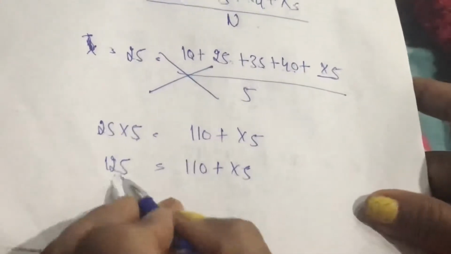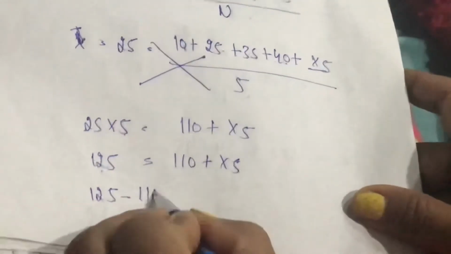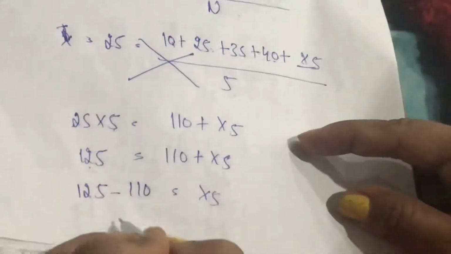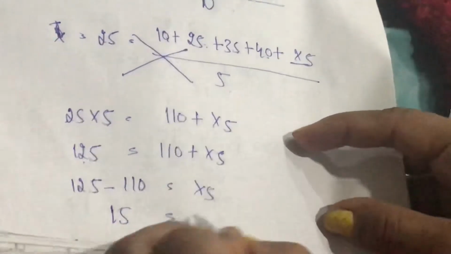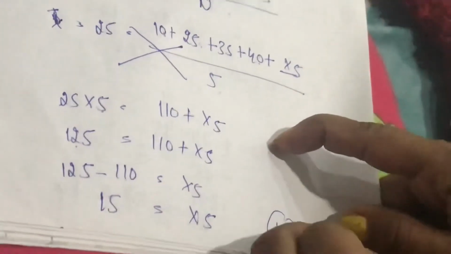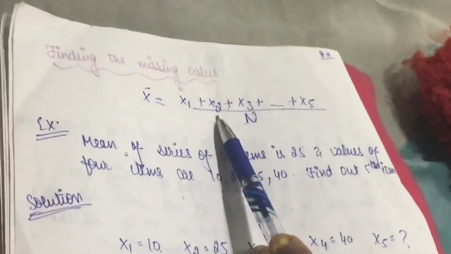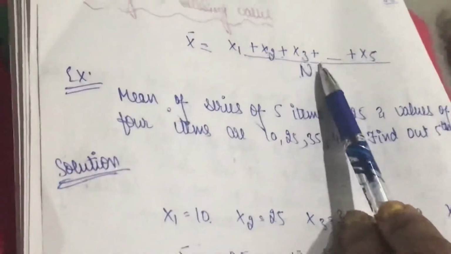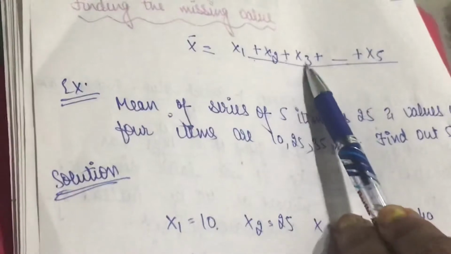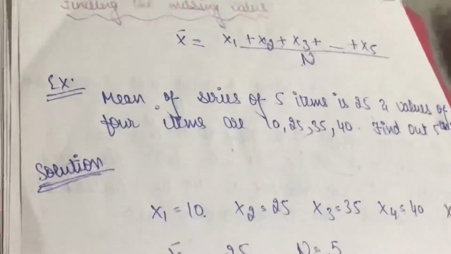So this value we send to the other side, it will change from plus to minus. So the value of x5 is 15. We got our answer, that 15 is the answer of this question. I hope it is clear to you. By only putting the formula, suppose the value x3 is not given, then you will put a dash at x3 and write x3 over there. The rest of the values you will write as they are.